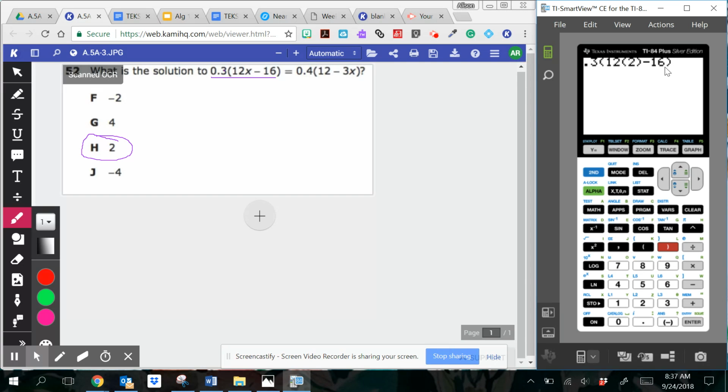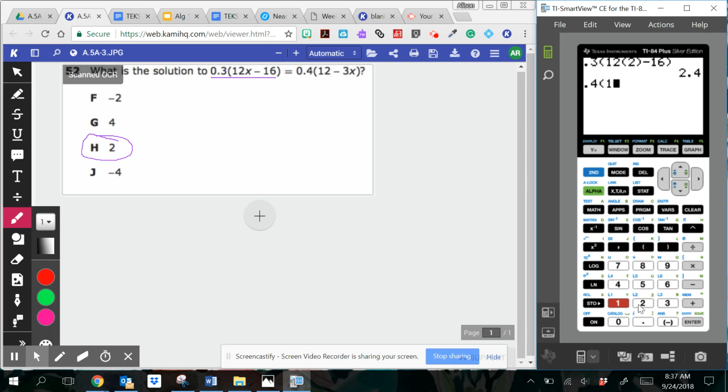Okay, so what I've typed in is exactly like the left side of my equation here, except instead of an x, I now have a 2. When I press enter, that equals 2.4. If 2 is my answer, when I do the same thing over here, it should be equal to this side, which is 2.4. Let's test it out.